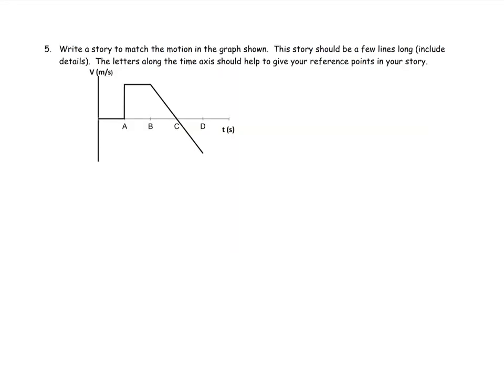Alright, so our final conceptual one here is we're given a velocity versus time graph, and we need to write a story that matches the given graph. Obviously your story could be about almost anything, but I'm going to talk about what the motion looks like and the key elements. So initially, we look at this first segment here, and we see that that is showing 0 velocity and 0 acceleration. So from 0 to A, this object is stopped.